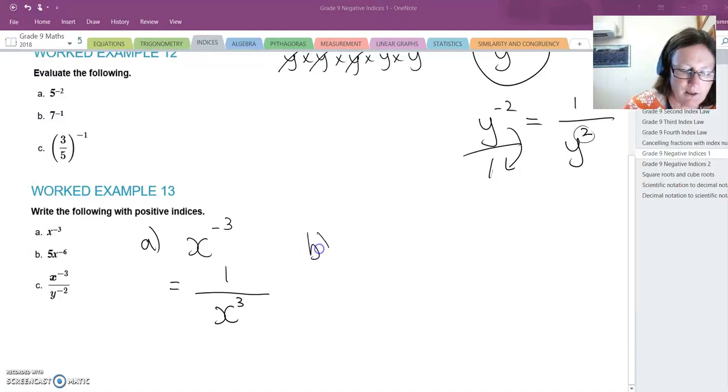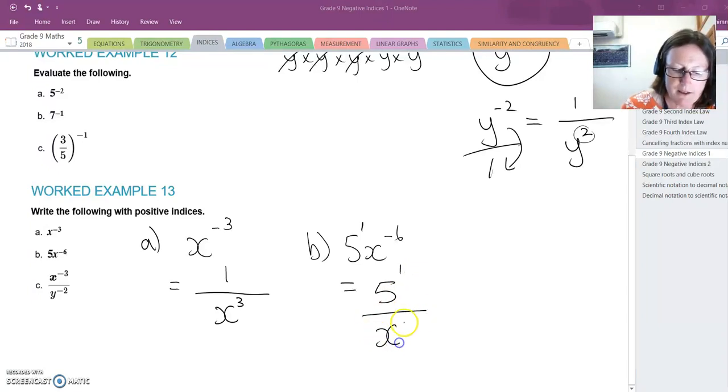Let's look at B. 5x to the negative 6. The 5, remember, has got a 1 there. It's 5 to the power of 1. What I do here, the 5 already has a positive indice, so I leave the 5 on the top. Don't need to move that, but I move the x to the negative 6 to the bottom and make it x to the power of 6. If it's a negative indice on the top, I move it to the denominator and make it a positive indice.